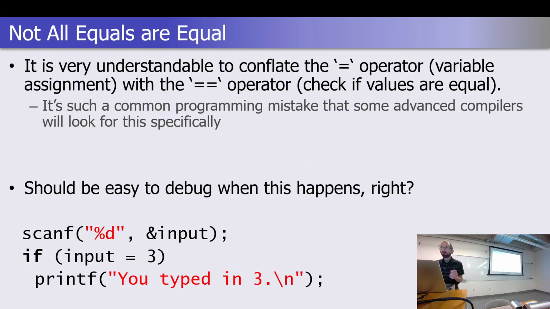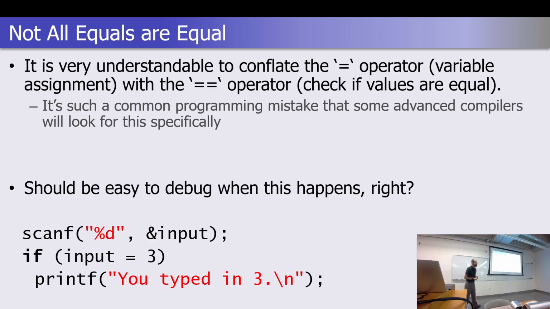Be a little careful with the equality operator in C. I think it's very understandable to conflate the equal operator, the variable assignment operator, with the equality operator, which you call equals equals. Sometimes I even say that out loud, but it really just means equals. One is just the single equal sign that does assignment of a variable, versus equals equals, which is the one that's actually checking if two values are equal to each other.